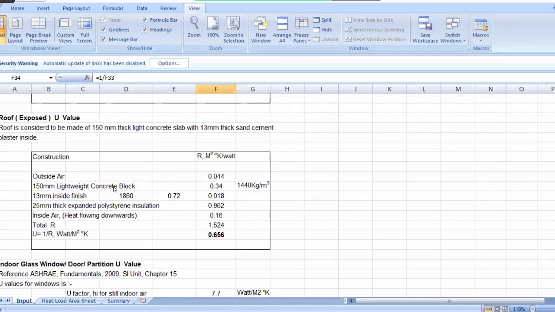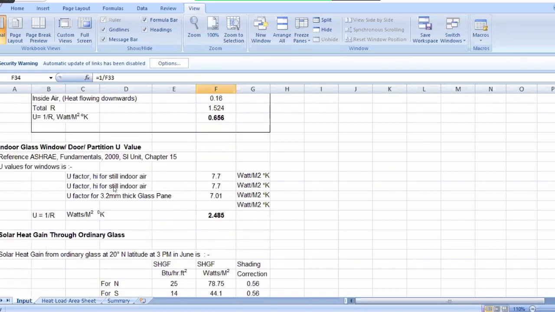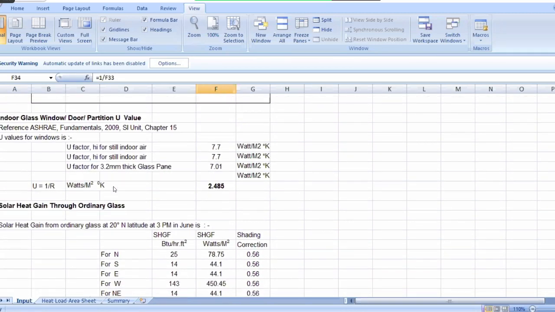Inside air, steel air, then total is this, R is this, and U is this. Glass partition, various glass partition. This is the U factor. We have considered this.